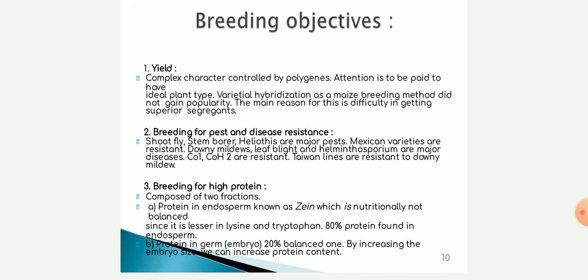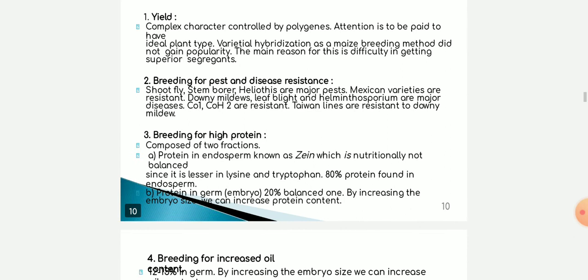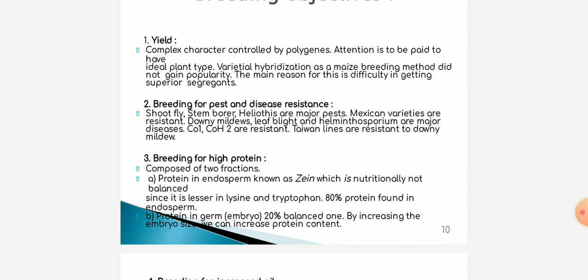Breeding for high protein content. It includes two main fractions. The first one is protein in the endosperm, known as zein, which is nutritionally not balanced since it is lesser in lysine and tryptophan. 80% of protein is found in the endosperm. And second is protein in the germ or embryo, that is the 20% balanced one. By increasing the embryo size, we can increase protein content.